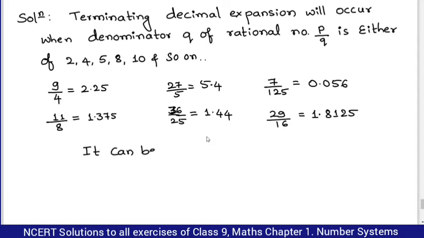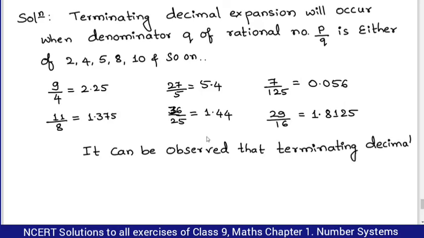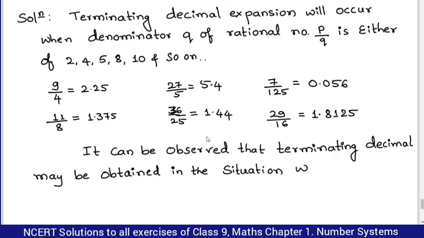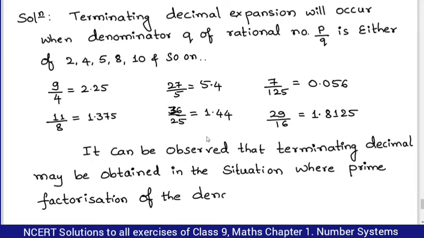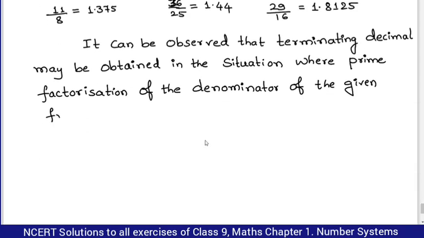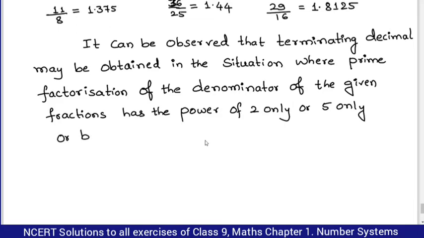Here it can be observed that a terminating decimal may be obtained in the situation where the prime factorization of the denominator of the given fractions has the power of 2 only, or 5 only, or both.